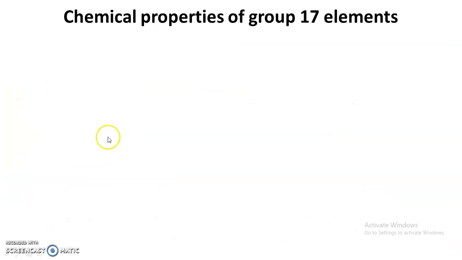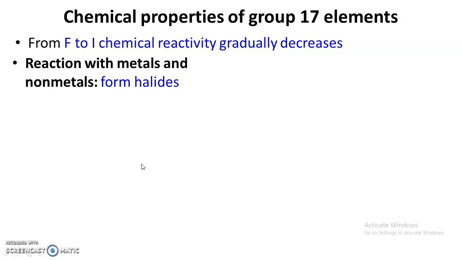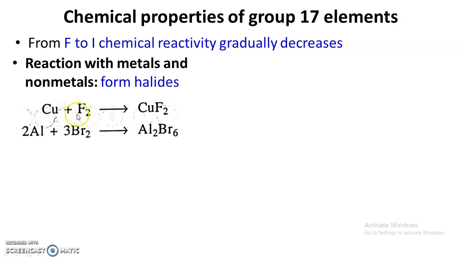Okay, now the next point is chemical properties of group 17 elements. From fluorine to iodine, chemical reactivity gradually decreases. So fluorine is most reactive, iodine is the least reactive. Now first is reaction with metal and non-metal. These halogens react with metals and non-metals and form halides. For example, fluorine reacts with copper and there is a formation of copper fluoride. Bromine reacts with aluminium and there is a formation of aluminium bromide which exists in dimeric state.